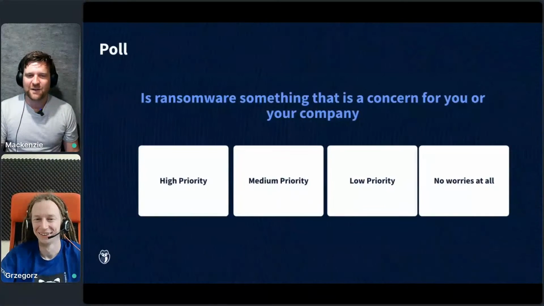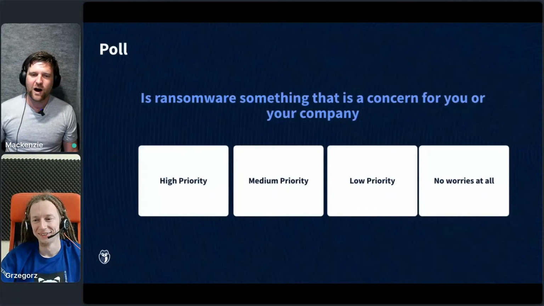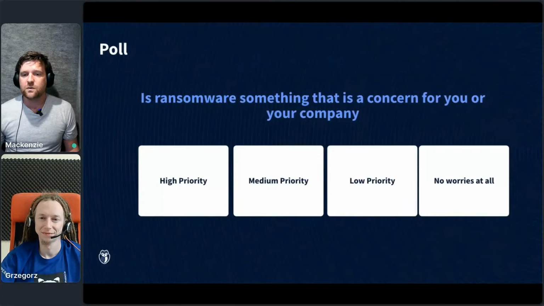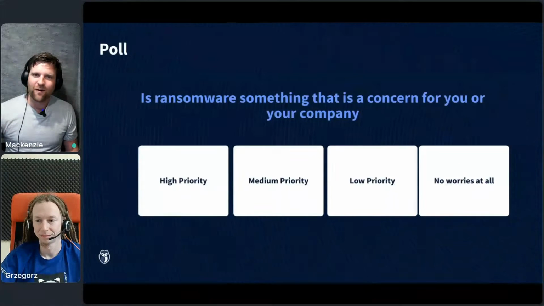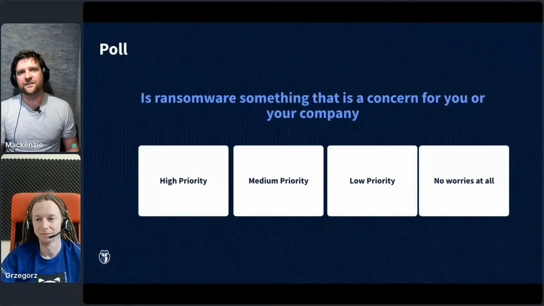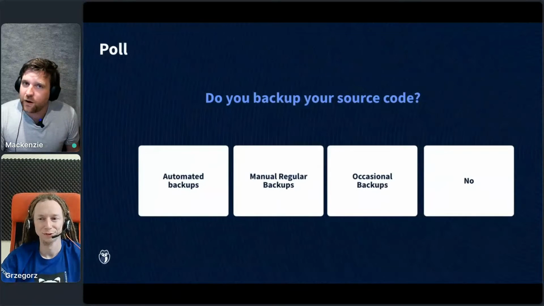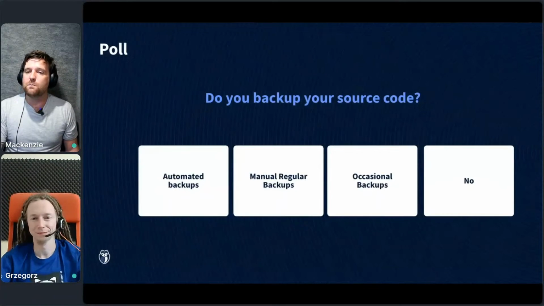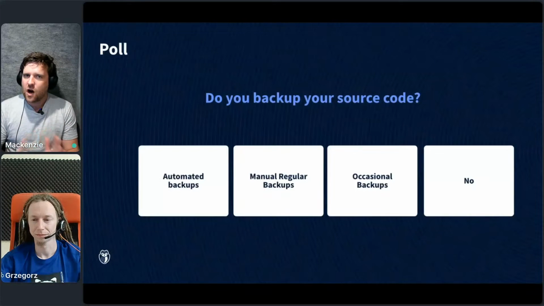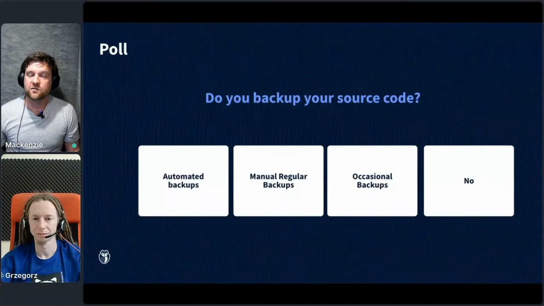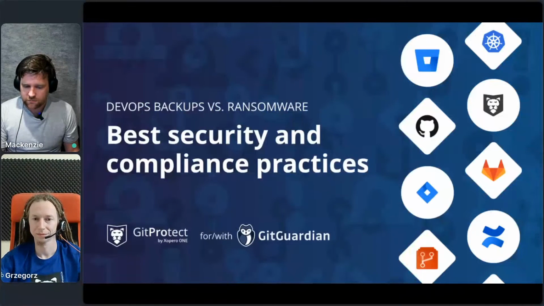But anyway, moving along from that, a couple more polls before I'm going to hand it over to Greg and let him get into it. So some other questions that we have. Is ransomware something that is a concern for you or your company? Is it a high priority, medium priority, low priority, or you're not worried at all about ransomware? You live in the good life. And the final one that we have in a poll is asking you, do you back up your source code? So do you do automated backups, manual, regular backups, occasional backups, or no backups of your source code in a structured way?